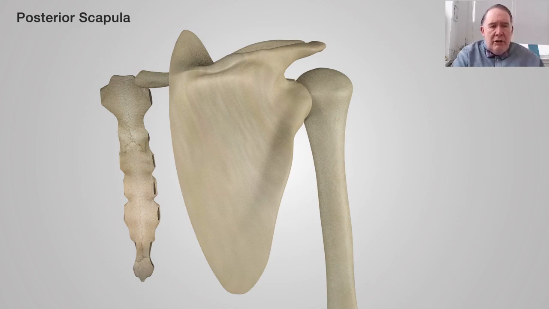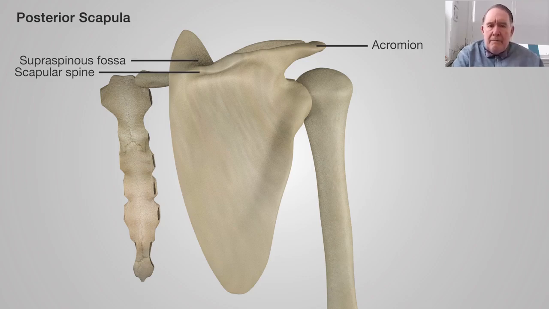Posteriorly, we see some more detailed anatomy of the scapula. We see the scapular spine, which extends from medial to lateral, and its large distal enlargement is the acromion. And then superior or above the spinous process, we see the supraspinous fossa. And this is where the supraspinatus muscle, which we'll talk about later, attaches. And then inferior to the scapular spine, we see the infraspinous fossa.